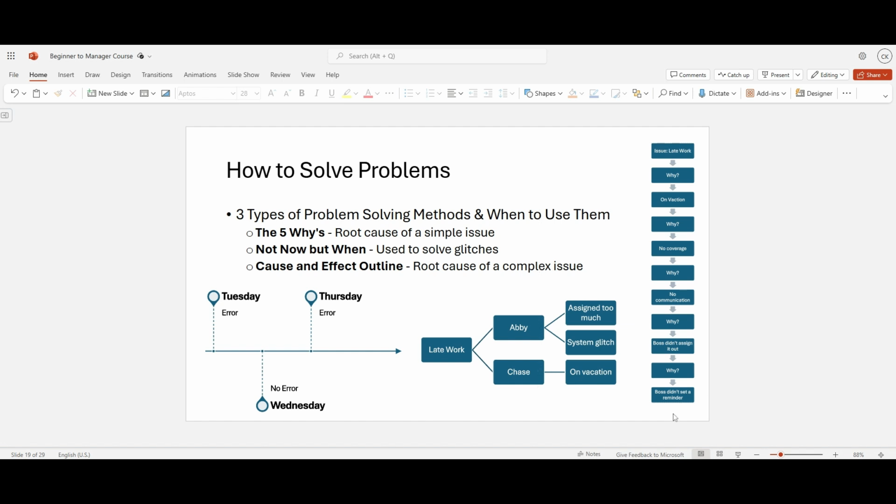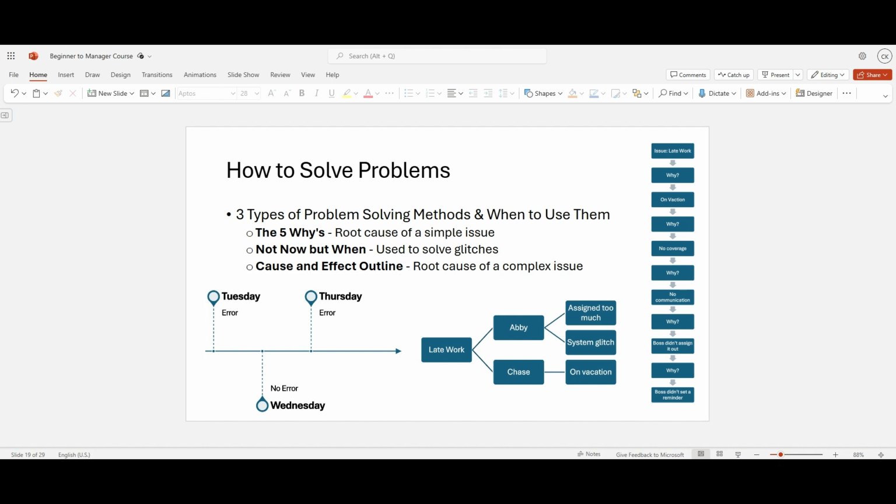So now moving forward, we need to change a process where the boss or the bosses always need to be setting reminders when their team goes out on vacation, in order to prevent any late work related to vacation. So it's very simple, but going five whys deep can be very, very powerful and very clearing for a simple issue. So that's how that works.